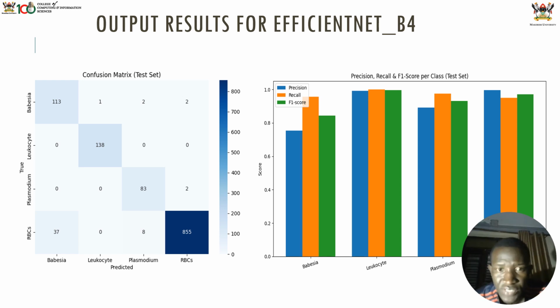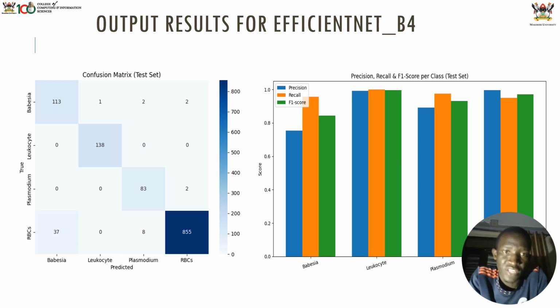Then you have the red blood cells, which also perform well, since it has 855 correct predictions, though there were some inconsistencies. Remember, the images were 889, but since you have the highest value, implying that there was a better performance. Then you have Babesia itself. It has a stronger performance, but a few of the samples are confused with other classes.